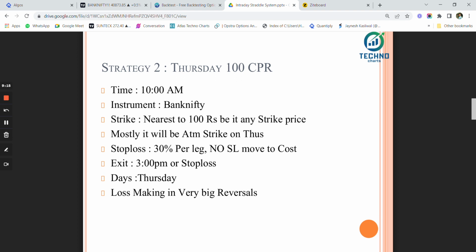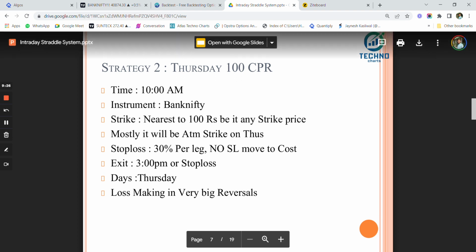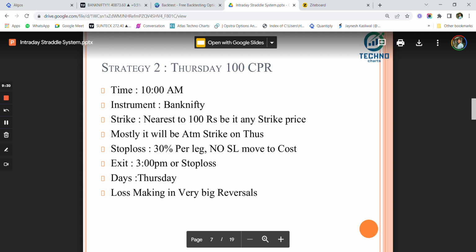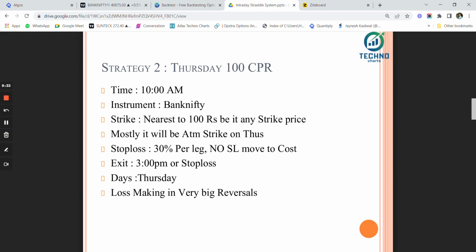Now the main purpose is not to spoon feed you the strategy. You can take an idea about how you can design your own strategy, code it, backtest it and check whether it is deployable or not, right? So the instrument is Bank Nifty and the strike is nearest to 100. Mostly it will be the ATM strike on Thursday, and the stop loss in this strategy is 30% per leg, and we are not moving SL to cost in this scenario, because on Thursday there would be high chances of theta decay in both the legs, and hence we are not moving stop loss to cost on Thursdays especially, right?